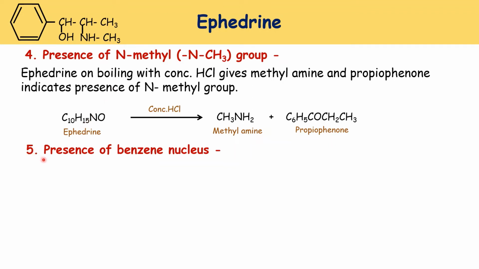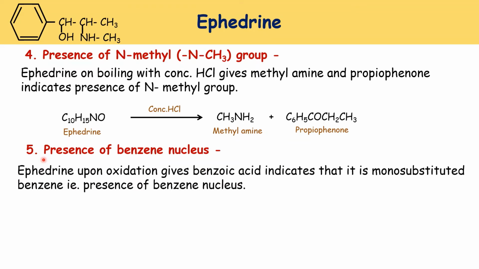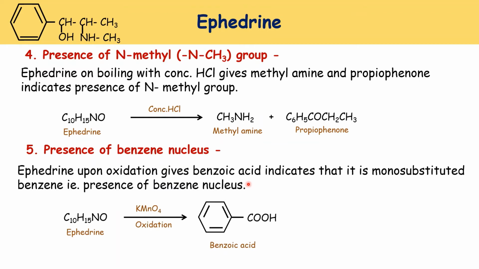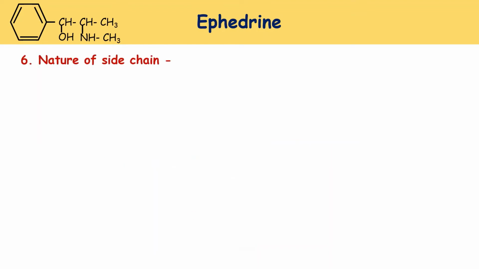Then the next step is presence of benzene nucleus. For that, ephedrine upon oxidation gives benzoic acid as the product, and that indicates ephedrine is a monosubstituted benzene, that is, presence of benzene nucleus. These reactions indicate that this is the structure of ephedrine, which contains a benzene nucleus, and this is the side chain of the molecular formula C4H10NO. Now we will see what is the nature of the side chain.